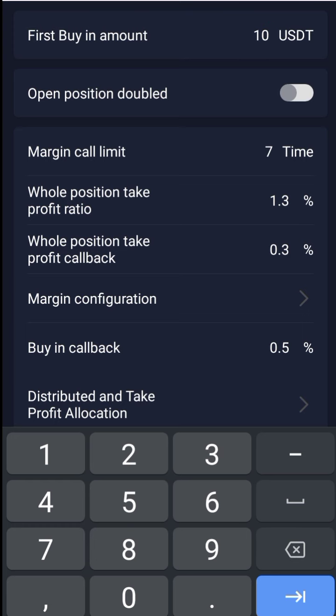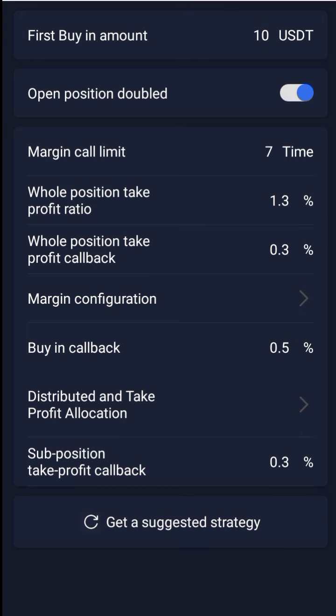If you want the position to be doubled, you can click on this and make it doubled. If you don't want it, you can leave it. But mainly I used to leave it as open position doubled. Then the next one is margin call limit, 7 times. First of all, what is margin call? The margin call is the number of times it is going to trade or buy a coin after selling.